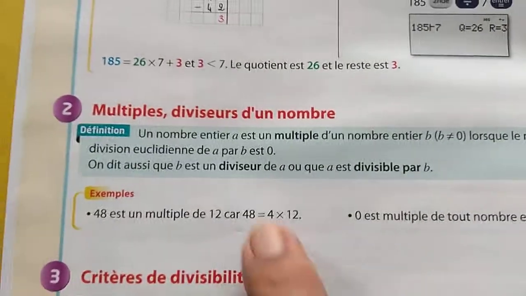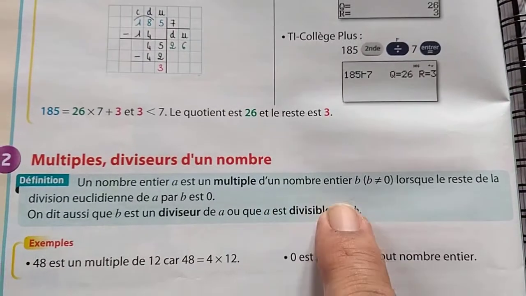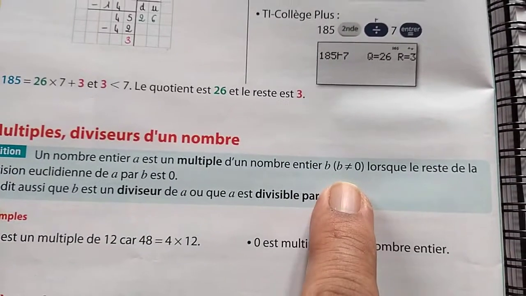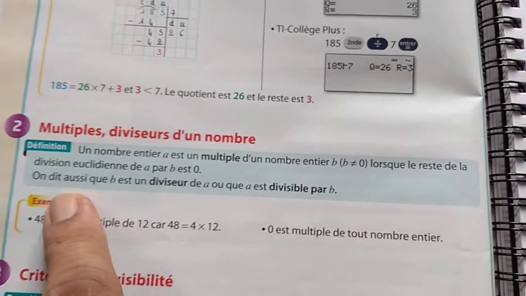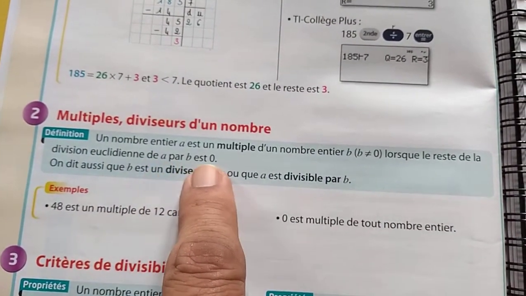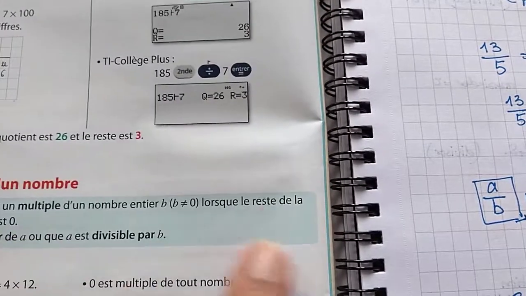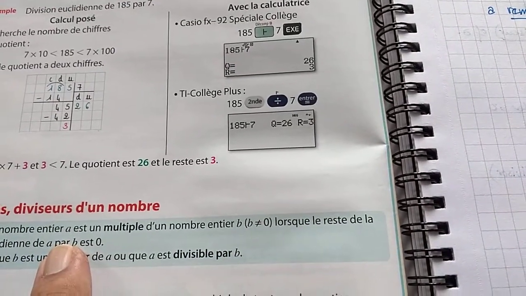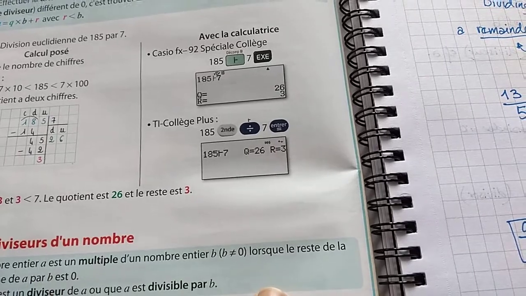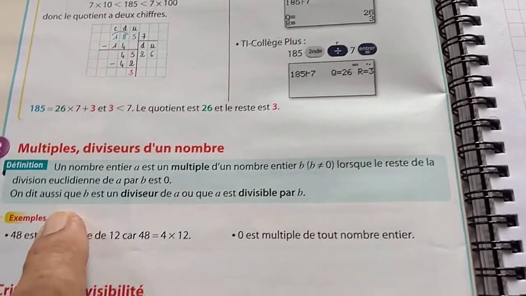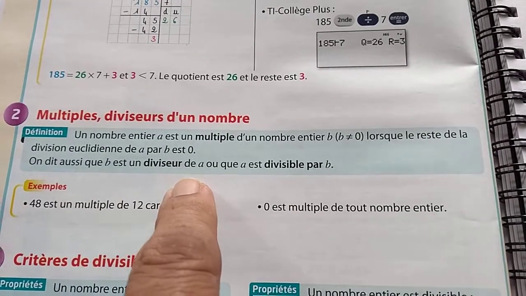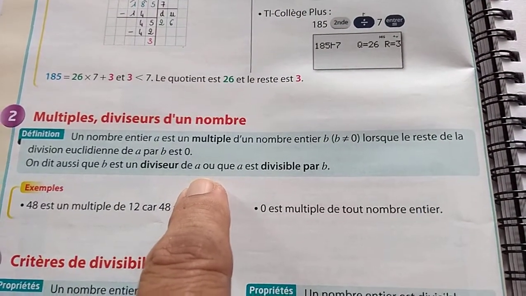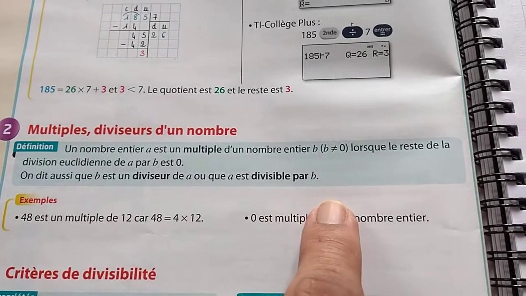Okay, so we come to multiple, divisor d'un nombre. Un nombre entier A est un multiple d'un nombre entier B où B n'est pas égal à 0 lorsque le reste de la division euclidienne de A par B est 0. Okay, that's a very exact way of saying that A is a multiple of B when B divides A without leaving any remainder. Then we can also say that B is a divisor de A, ou que A est divisible par B.